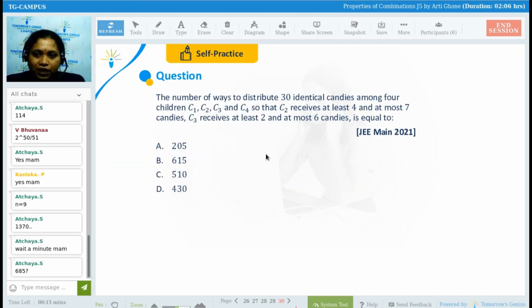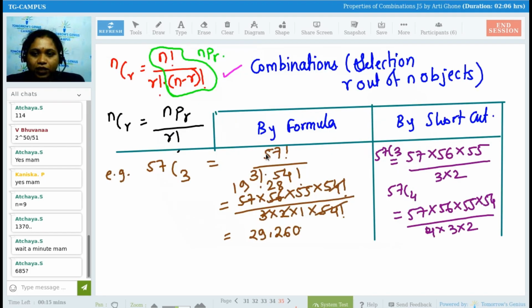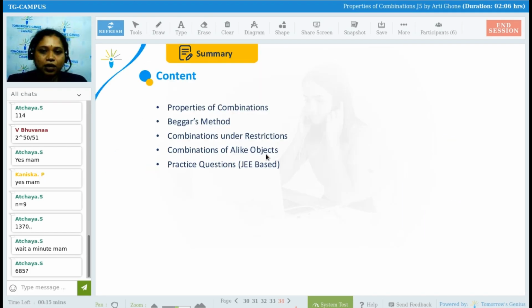Before this lecture ends, just quickly check whether the class assessment is open to you or not. Properties of combinations, Vegas method, and some restrictions over combinations are what we have seen today. And that was a truly important lecture from the JEE point of view.